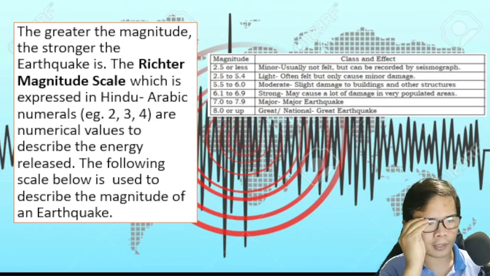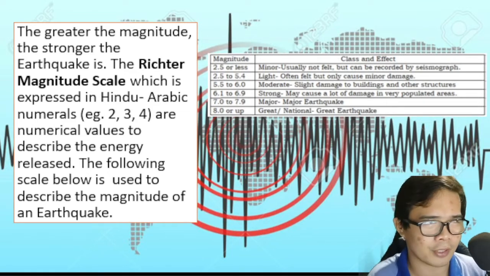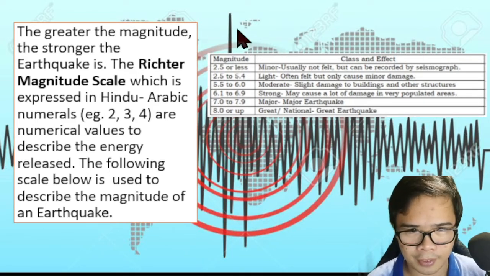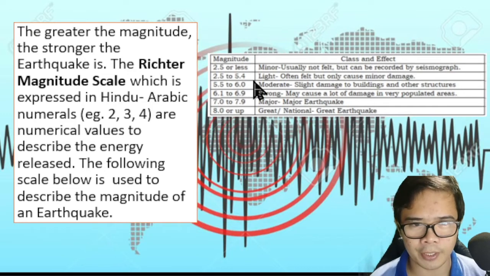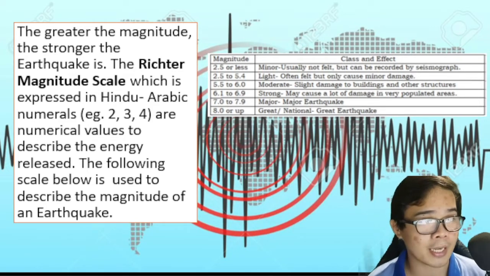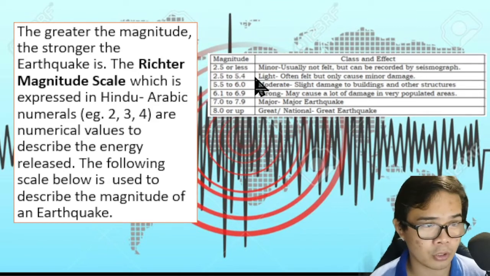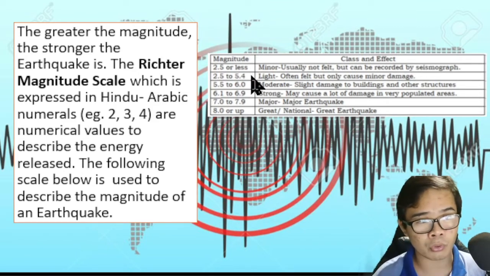Tignan natin. Suotin natin ang ating salamin. And of course, we have here 2.5 or less. So we have minor, usually not felt, but can be recorded by seismograph. So kaya yan. So from 2.5 or less magnitude, from 1 magnitude to 2.5.